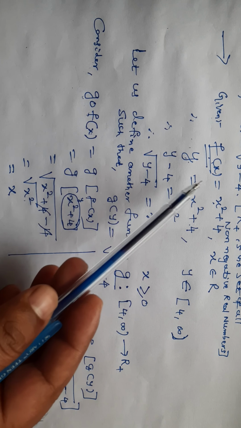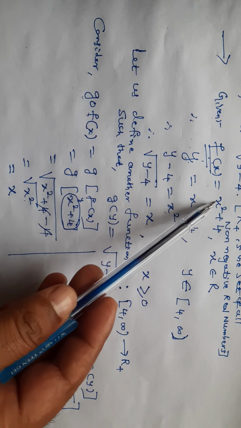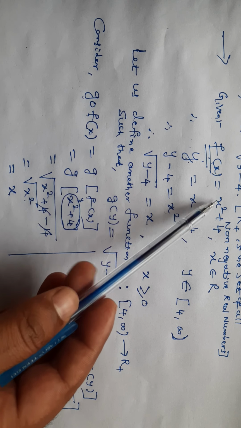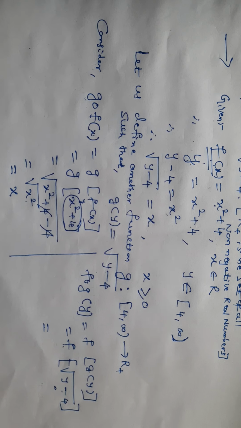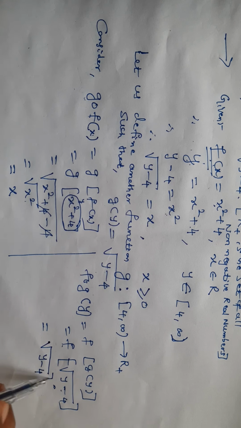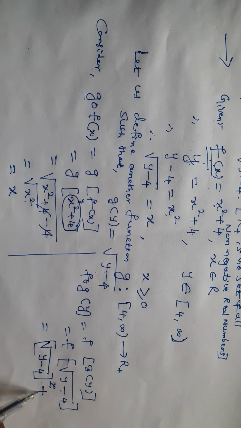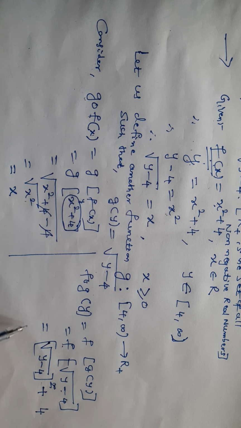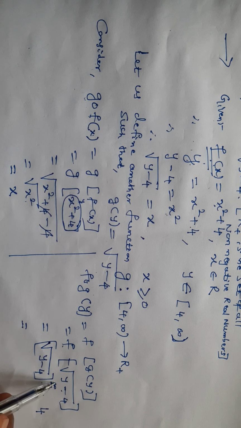It is given in the problem, f of x is equal to x square plus 4. So instead of x, I write this. What is this? x square. So x means square root of y minus 4. Here x square plus 4. So now we can clearly say square root of y minus 4, and here square and square root are inverse to each other. So this cancels, we get only the radicand.